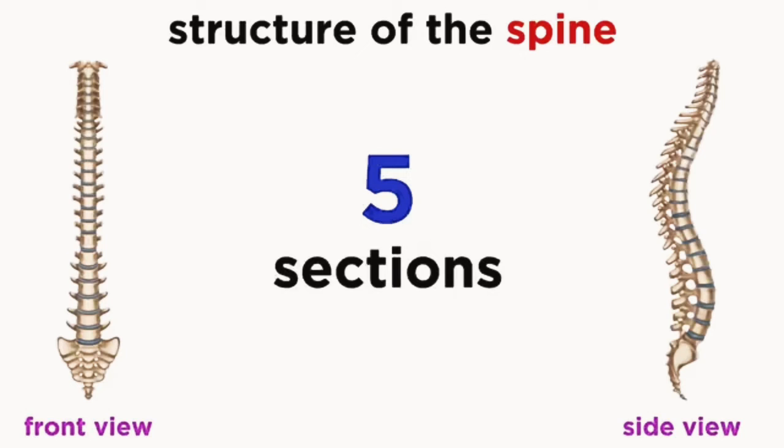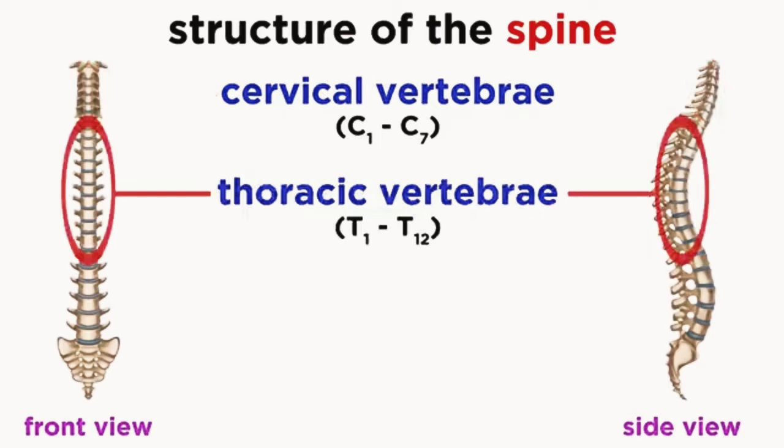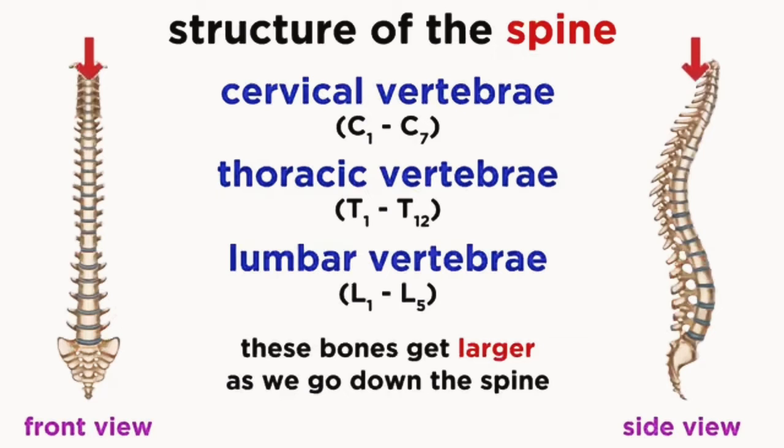The spine can be divided into 5 sections. At the top, we have the cervical vertebrae, which are the first 7. The next 12 are called the thoracic vertebrae. The remaining 5 are called the lumbar vertebrae. We should note that the vertebrae get larger as we go down in order to support more and more weight.